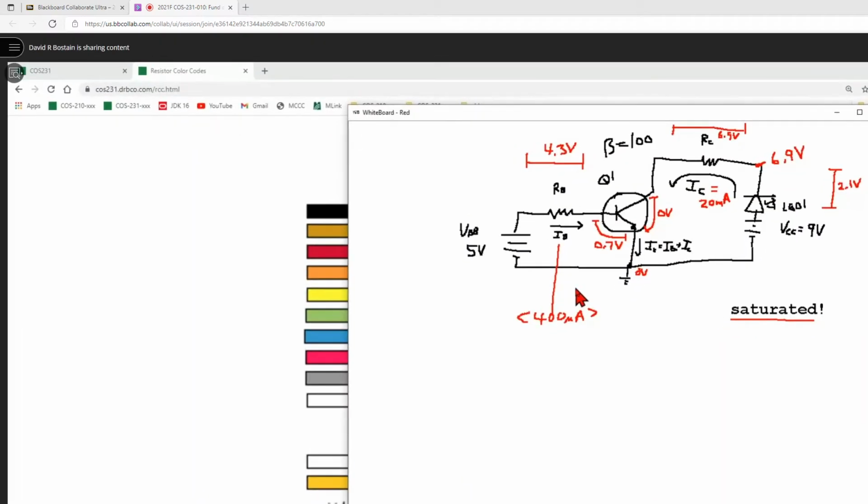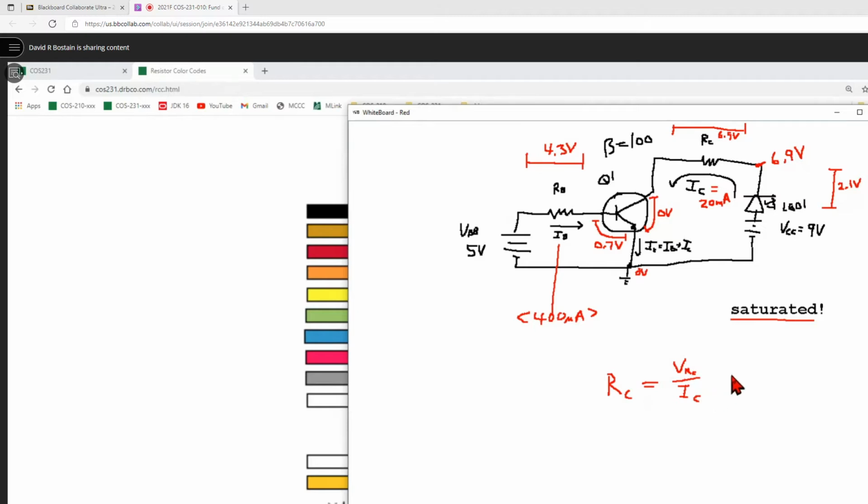Now at this point, we're pretty much done. We could go build this circuit, except we don't know the values of the resistors. Everything else we know. I think we've got all the numbers now that we're going to need to have. Let's figure out what this resistor has to be. So RC is equal to the voltage drop, which we would call VRC, across it, divided by the current through it.